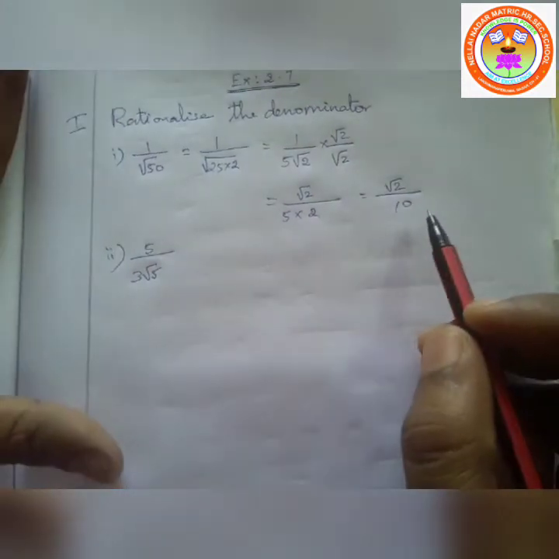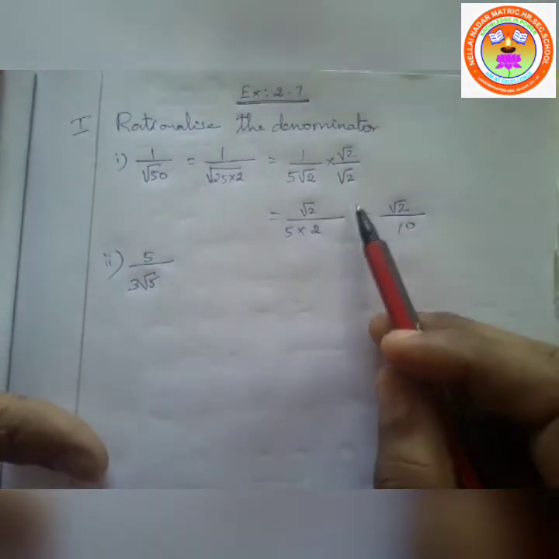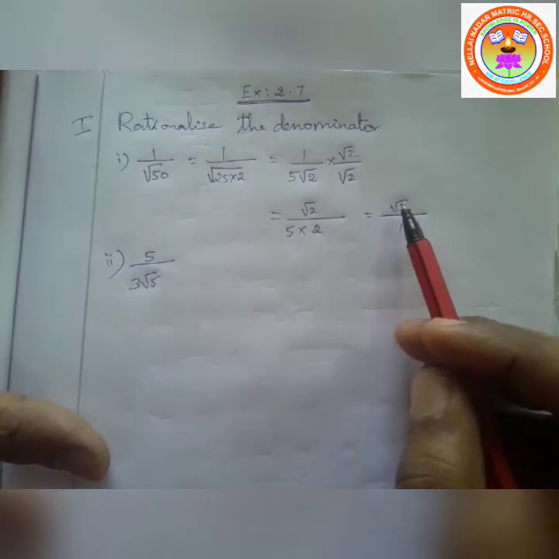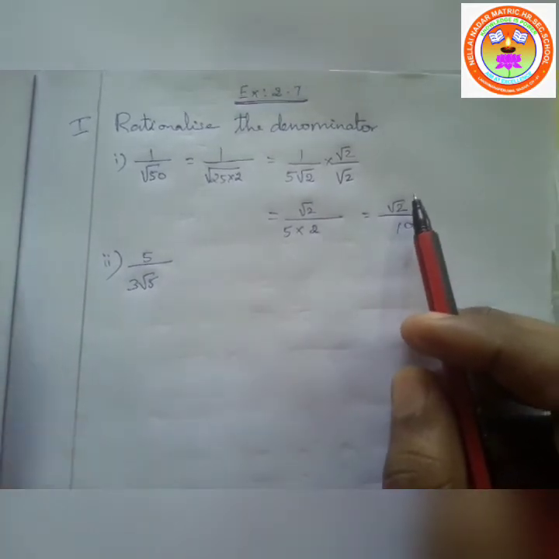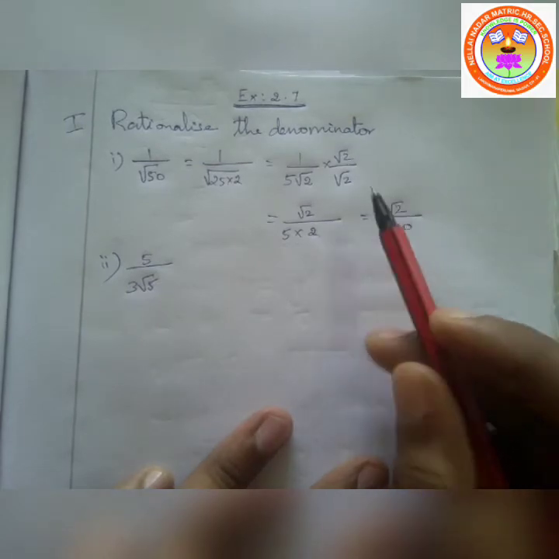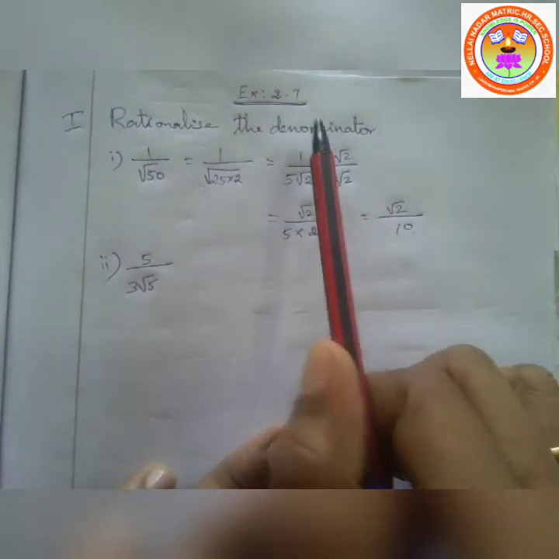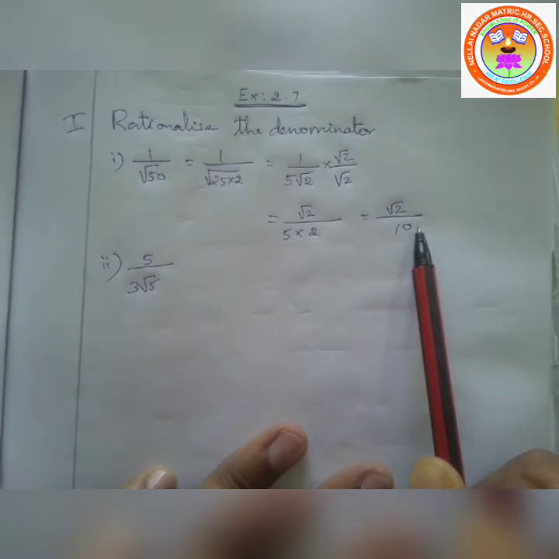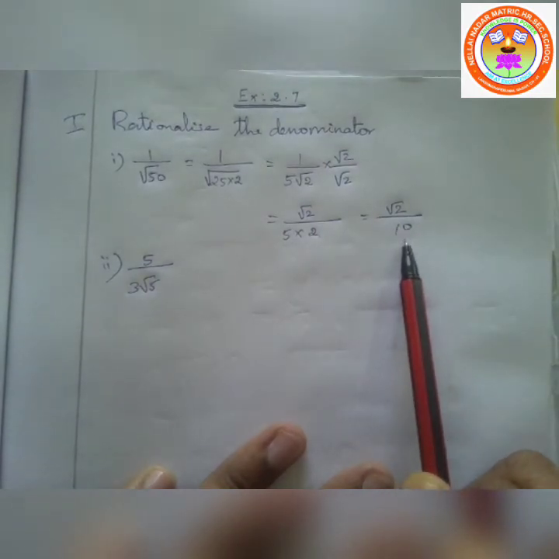Now you may ask, sir, in the numerator we are having a surd. So why, sir, did you leave the surd in the numerator? You may ask like this. They didn't ask to rationalize the numerator. They asked to rationalize the denominator. In the denominator, you should not have surds. That is the meaning of rationalizing.